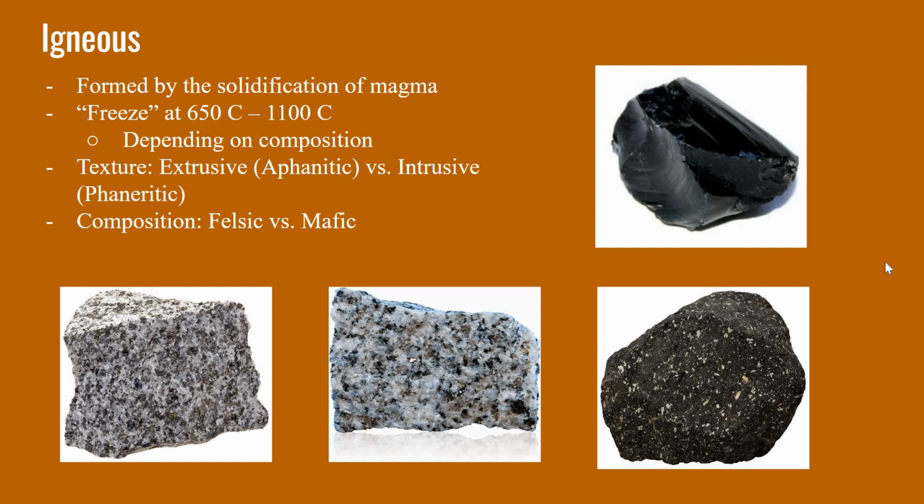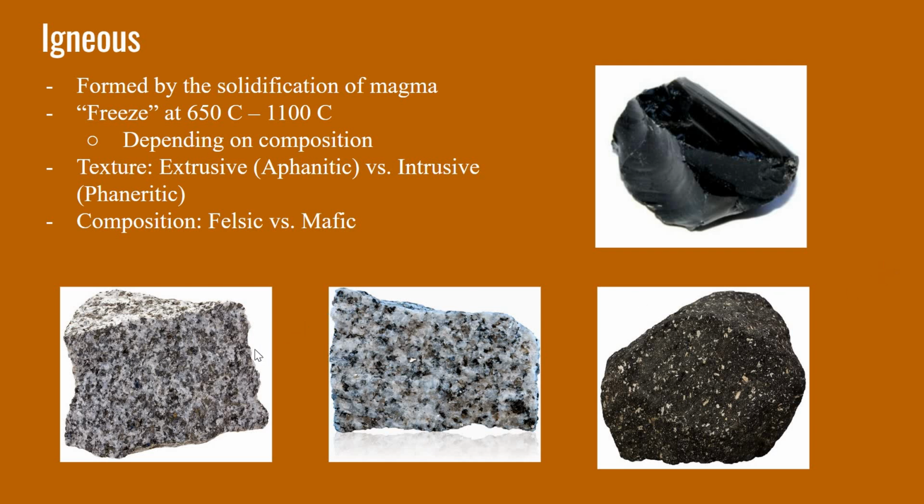But what this means is that igneous rocks vary compositionally quite a bit, even if they're from the same parent magma. Now, the other way they vary is texturally. Specifically, there are extrusive rocks that form at the Earth's surface. These have an aphanitic texture, which means you cannot see the crystals with your naked eye. This is opposed to intrusive rocks, which form by the freezing of magma deep within the Earth. And these have a phaneritic texture, which means you can see the crystals with your naked eye.